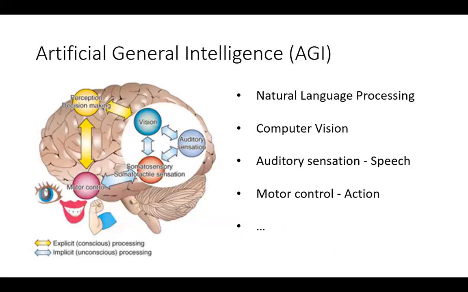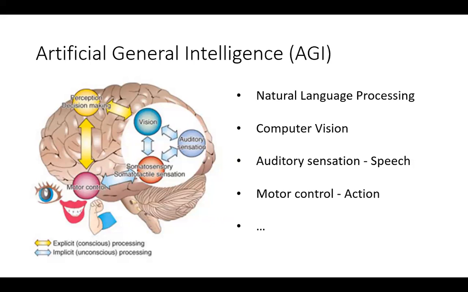But talking about AGI, I want to show you this figure. The natural human brain has a lot of neurons which are responsible for different functionality and cooperate with each other to finish complex tasks. It involves language, but not only language. It also involves vision, the auditory sensation like speech and audio, and also motor control.